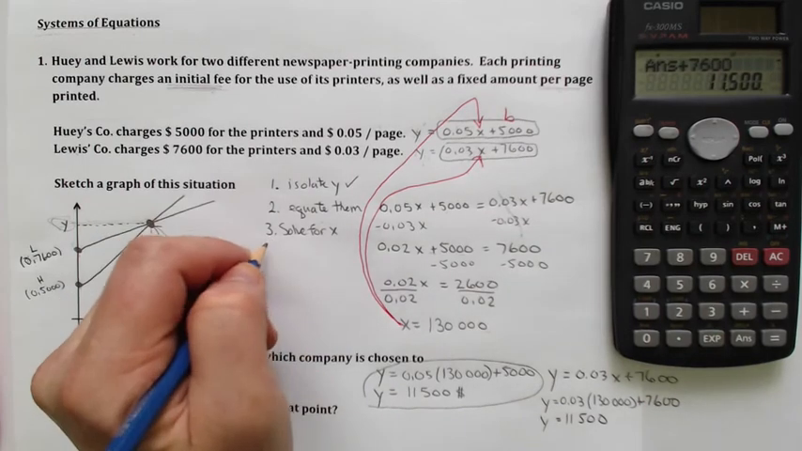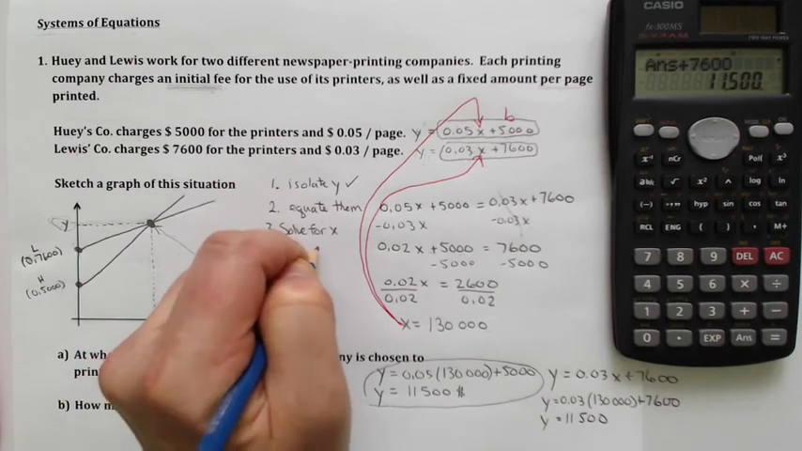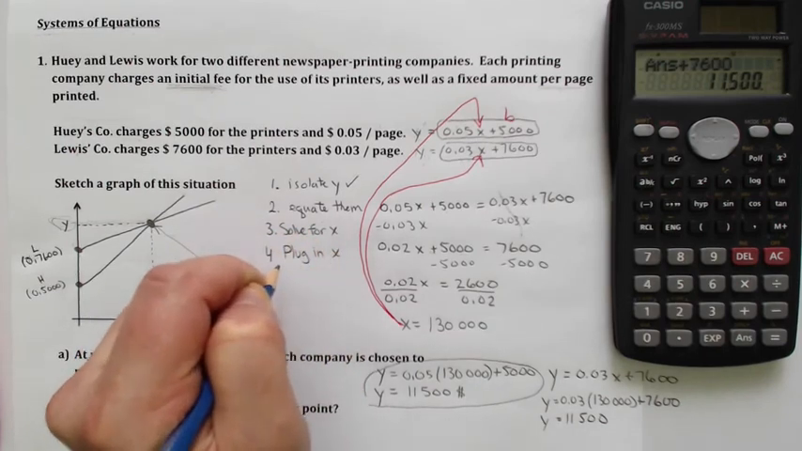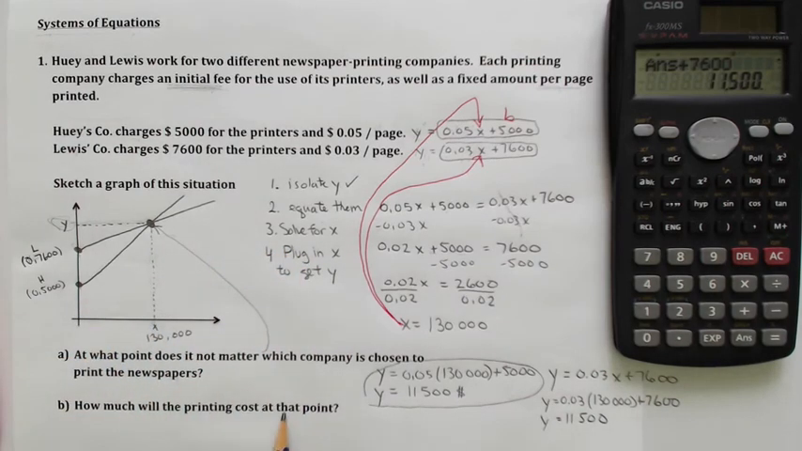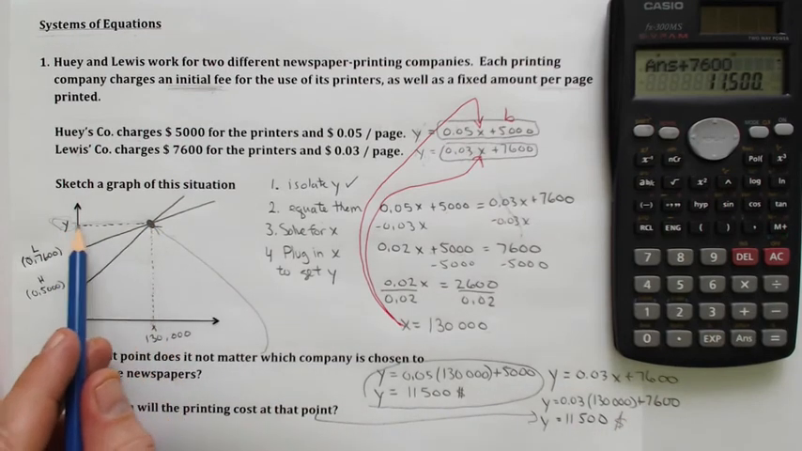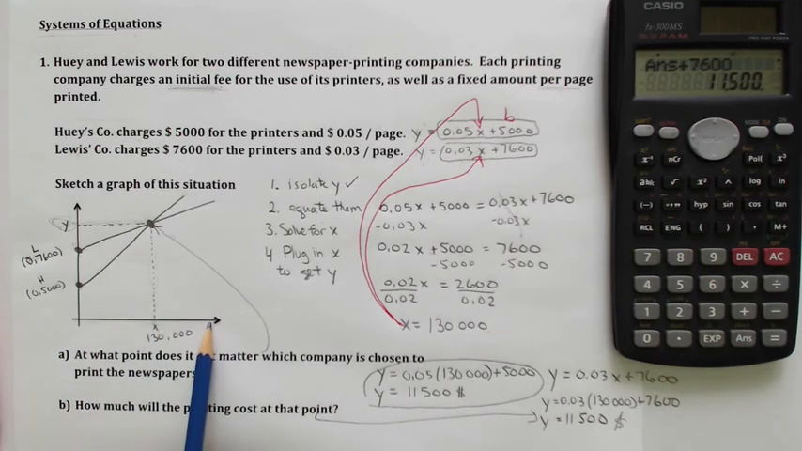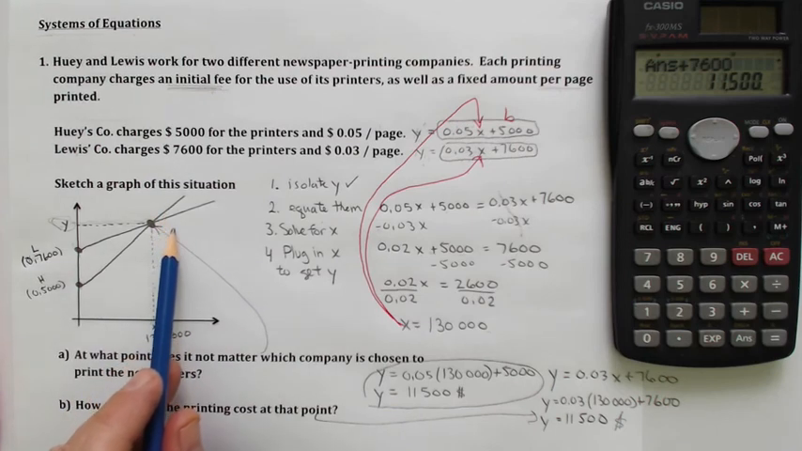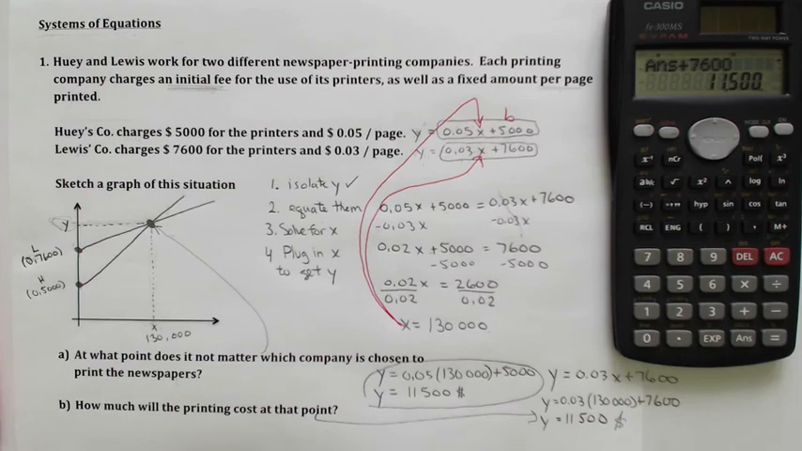That fourth step, once you've solved your x, was plug it in, right? Plug in x to get y. And that now is the answer to my question here. 11,500 bucks is how much it'll cost if they both print 130,000 pages. Before 130,000, they have different fees. After 130,000 pages printed, they have different fees, different y's. But at that point, 130,000, same charge. That's the solution to the system.